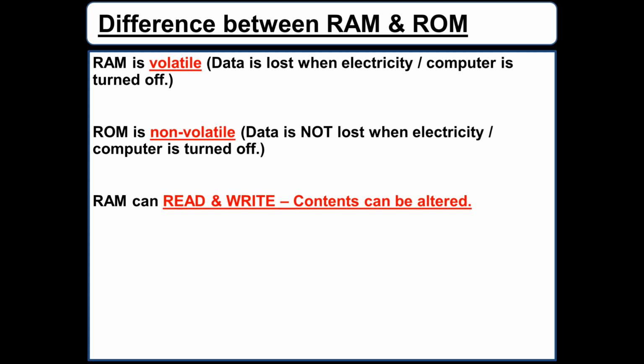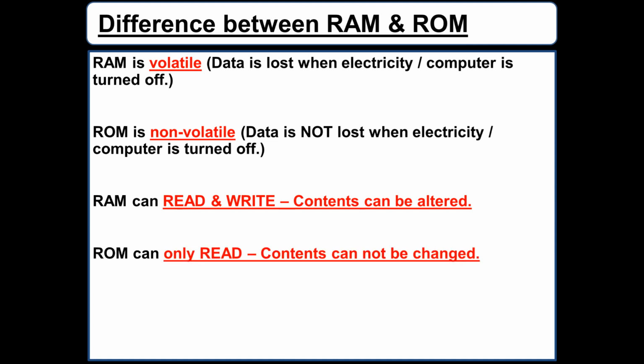In the exam, if you just say RAM can read and write while ROM can only read, you won't get the full marks because you have to say what that actually means. And that means that the contents can be altered inside the RAM, new things are added, things get removed when you turn it off, and so on. But the ROM can only read, which means the contents never change, all the things inside the ROM stay the same.